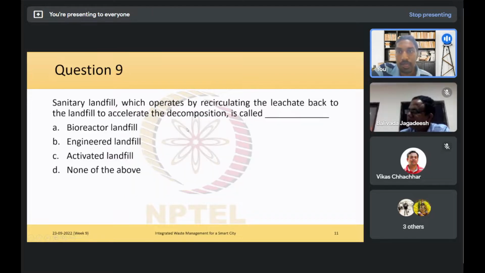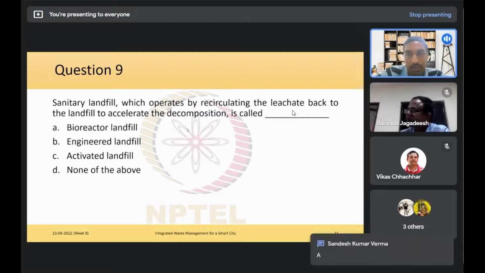Okay, question number 9: a sanitary landfill which operates by recirculating the leachate back to the landfill to accelerate the decomposition is called dash. The options are bioreactor landfill, engineered landfill, activated landfill, and none of the above. So, what is the term that we use for a particular type of landfill where we recirculate the leachate back into the landfill? The landfill produces leachate, we take it, put it back into the landfill.